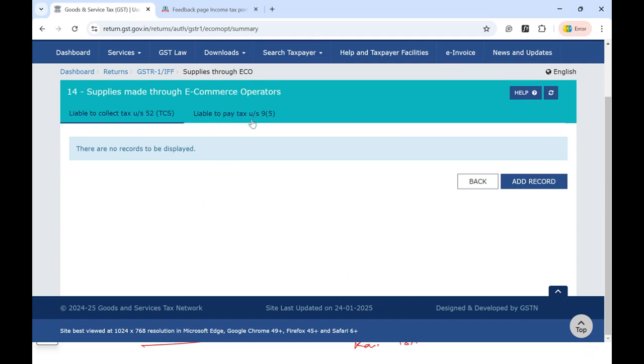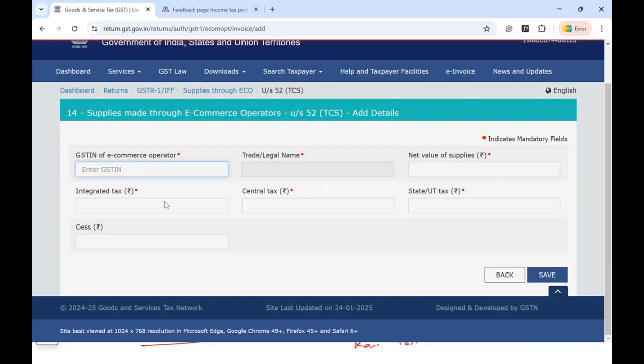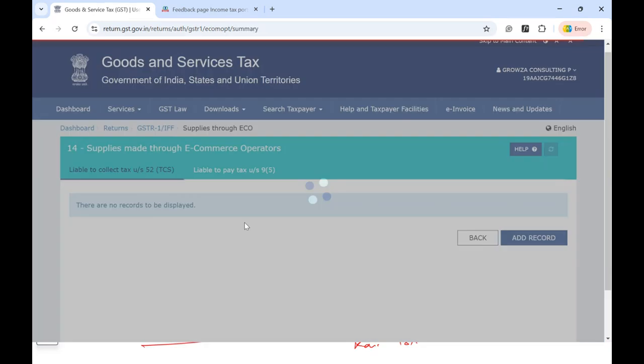If liable to tax under section 9(5), like Ola and Uber, we learned that in some cases the operator is supposed to pay tax. In that case, we need to use this tab, liable to pay tax under section 9(5). If I sold through Amazon, etc., then I need to use the tab liable to collect tax under section 52, TCS. We need to add a record and add the GST number of the e-commerce operator. Say I sold through Amazon, we are required to provide Amazon's GST number. Then the net value of supply, rate and amount of taxes, we are required to report.